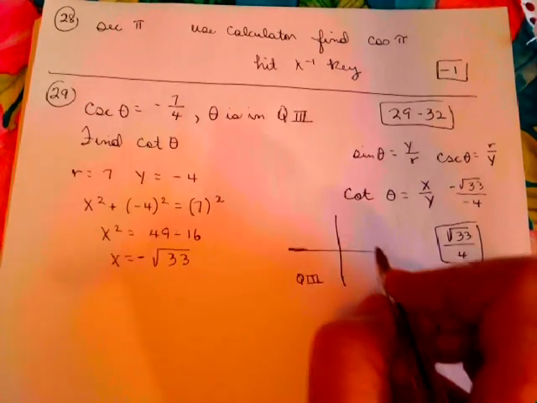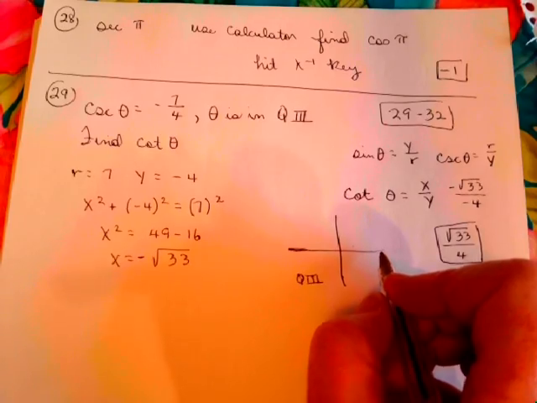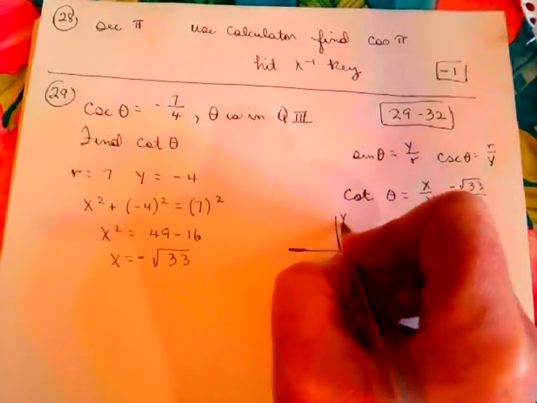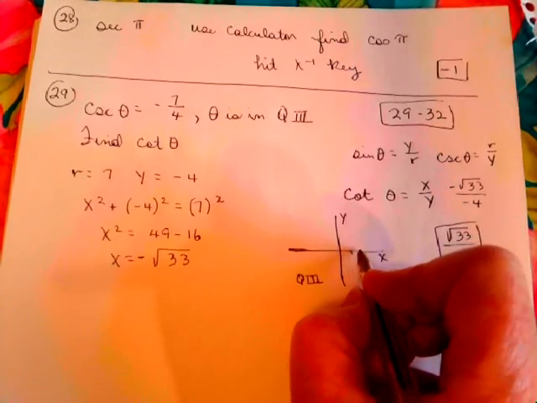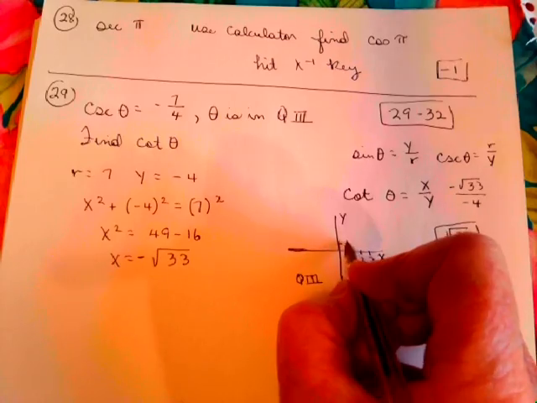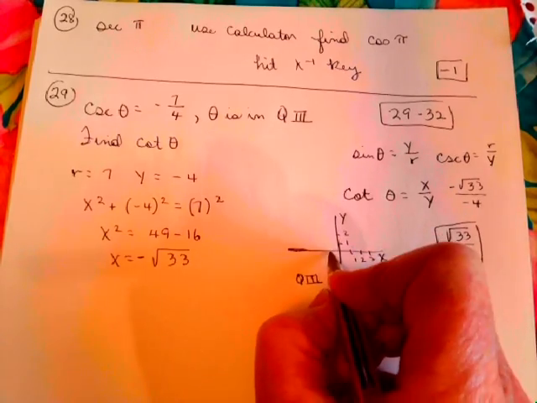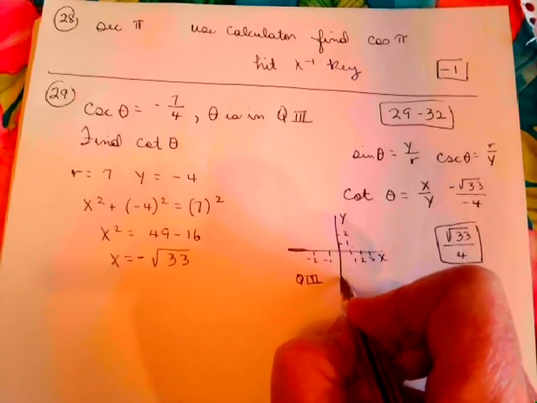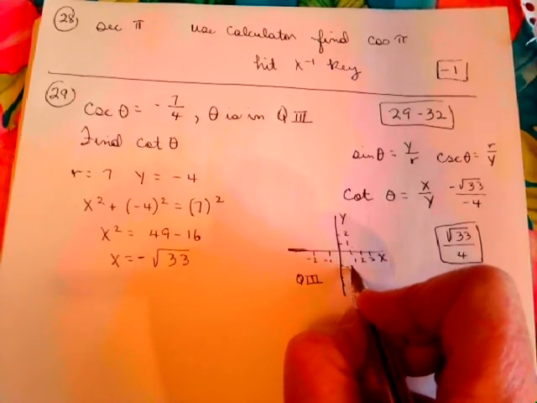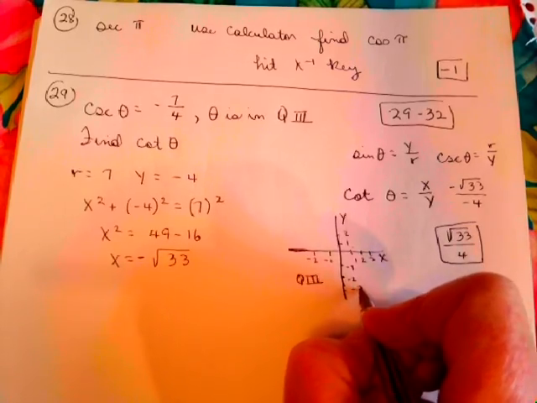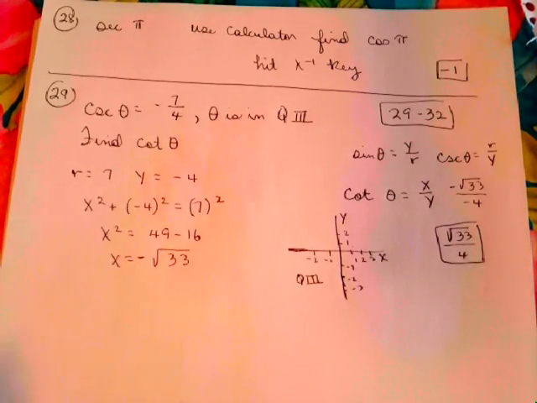Don't forget how you know these signs of x and y. You just go strictly by the coordinate axis. Here x is negative. Down here y is negative. And you just think of those when you're trying to decide what sign to use.